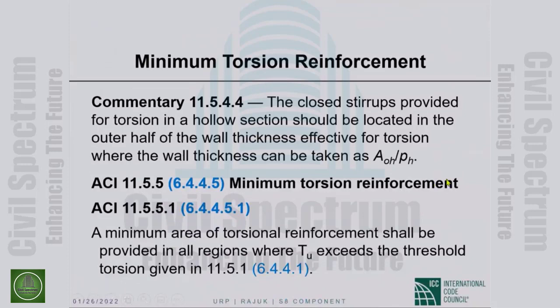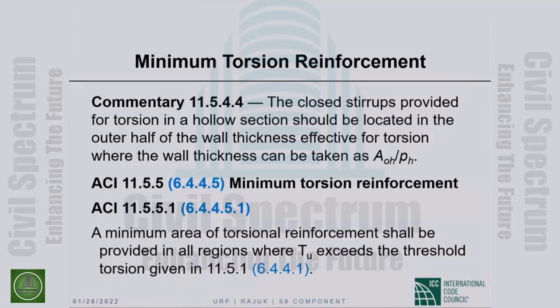The closed stirrups provided for torsion in a hollow section should be located in the outer half of the wall thickness, effective for torsion, where the wall thickness can be taken as A sub 0 H over P sub H. That's what we are trying to do. Closed stirrups provided for torsion in a hollow section should be located in the outer half of the wall thickness, effective for torsion. Okay. Minimum torsional reinforcement.